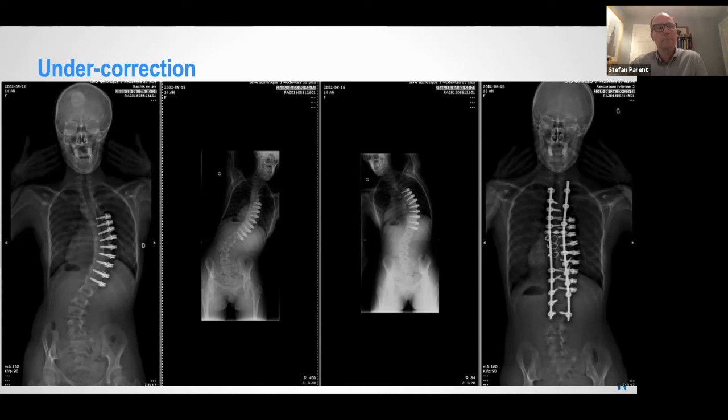And then the maturity dictates how big the curve can be when you start doing this. So Risser 0 open triads or Sanders 2, in my mind, you can go from 55 to 65. That's still the range that I would accept.